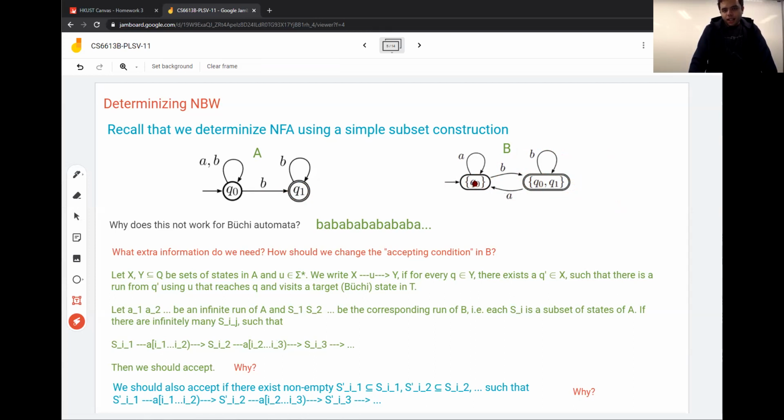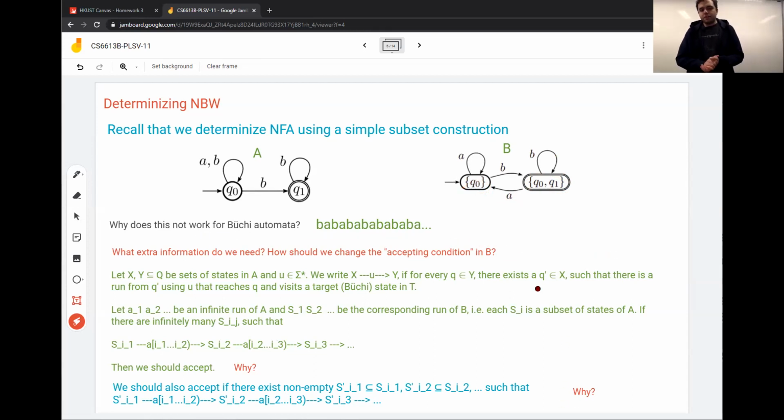But then when you take the edge A, what happens? If you take A from Q0, you can stay in Q0. But if you take A from Q1, you should reject. There is no edge A from Q1. But here, what happens is that you're just taking the union of all possibilities. And the union of all possibilities is going to Q0. So even though you cannot go from Q1 to Q0 using this edge A, you can actually, in this subset construction, go from this subset to this subset. And that's what's really breaking everything.